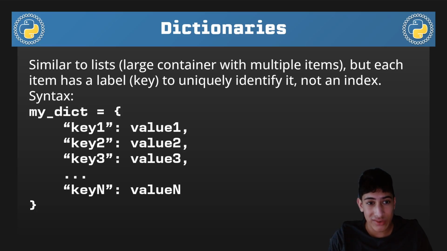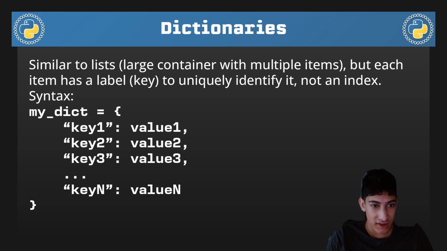Next, let's go to another type of collection called a dictionary. So dictionaries are similar to lists in the sense that you can consider them a large container with multiple items, except instead of accessing each item with an index, you access each item with a label which is formally known as a key.